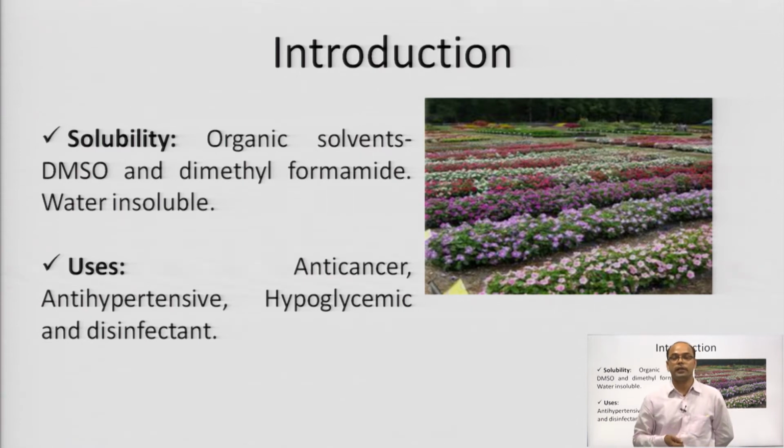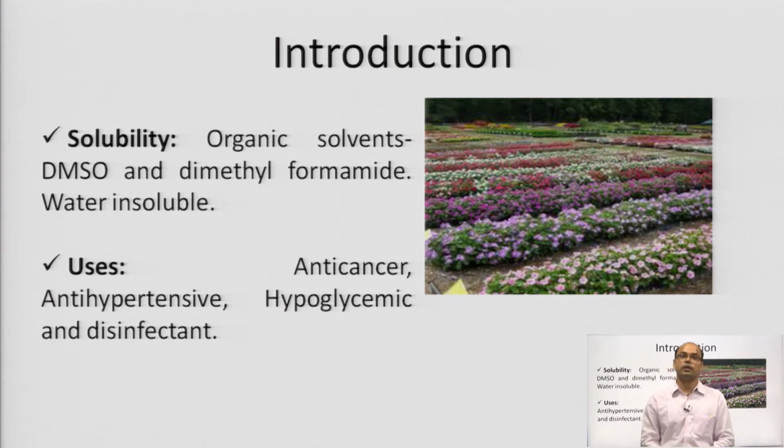If you see the solubility of your phytoconstituent, Vinca alkaloids, because we are going to isolate the phytoconstituent from the parent drug, so we should know which solvents we have to use for isolation of the particular phytoconstituent. You can see that the Vinca alkaloids are soluble in organic solvents like DMSO and dimethyl formamide. Also, because of its complex structure, it is insoluble in water. So it is water insoluble.